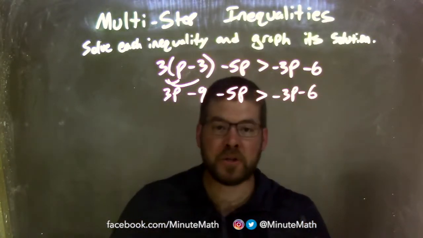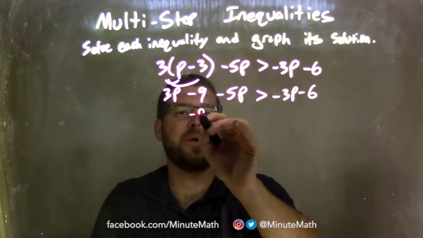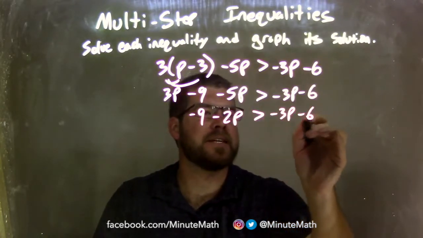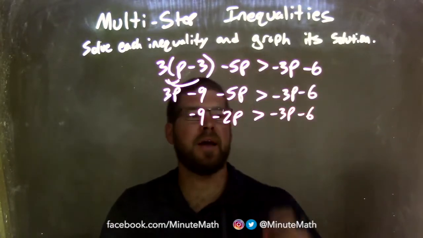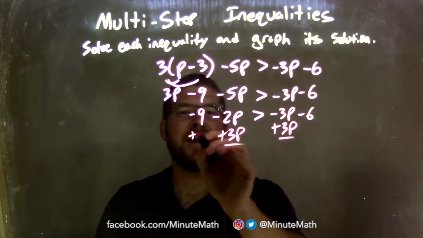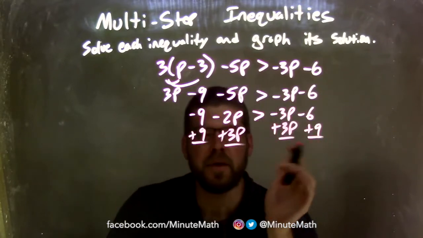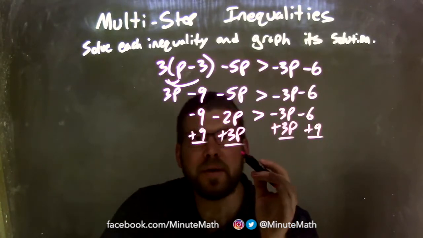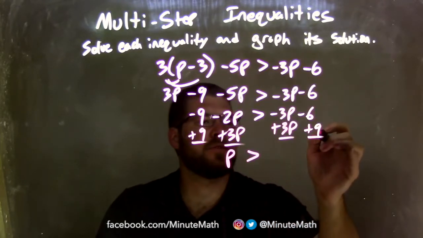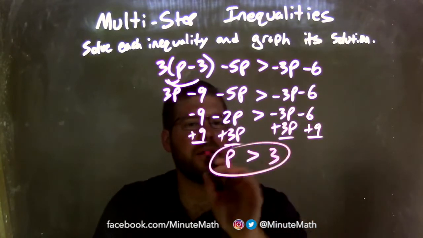Okay? Let's combine our like terms now on each side. 3p and a minus 5p together come to be a negative 2p, so we have negative 9 minus 2p is greater than negative 3p minus 6. So let's bring our like terms together. I'm going to add a 3p to both sides, and I'm going to add a 9 to both sides. So my p is to the left, my number is to the right. Okay, well, negative 2p plus 3p comes out to be a positive 1p. That's still greater than, and then negative 6 plus 9 is a positive 3. And now we have p by itself, so p is greater than 3.